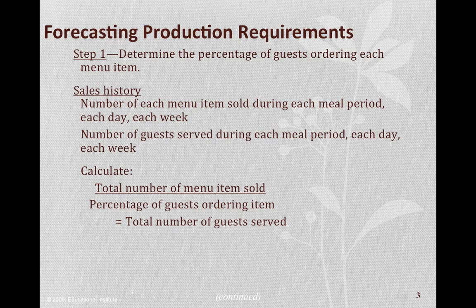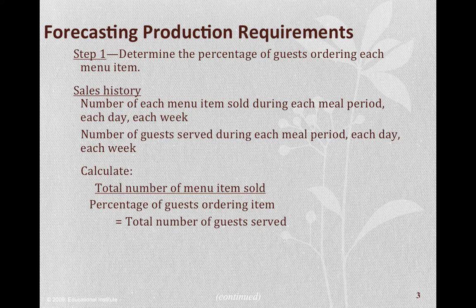The first step that we should look at for the forecasting of these requirements is to determine the percentage of guests ordering each menu item. This is kind of common sense when you think about it. If you have maybe 10 menu items and you want to know how much to order and prepare for the upcoming months, you would look at your past sales and see how many of those items were ordered on average. So that's pretty much what this slide is telling you, to look at the sales history for each menu item sold during each meal period for each day and each week.